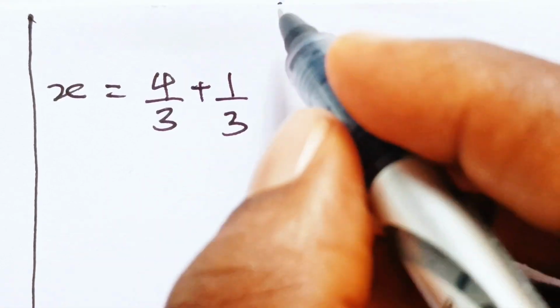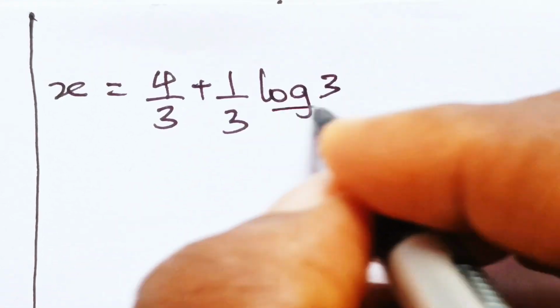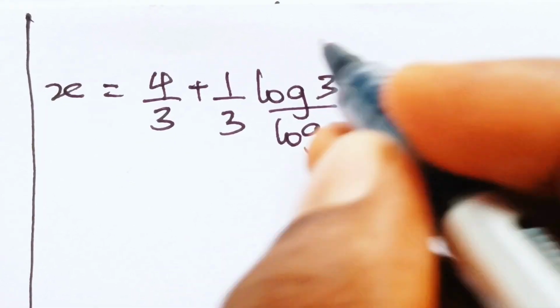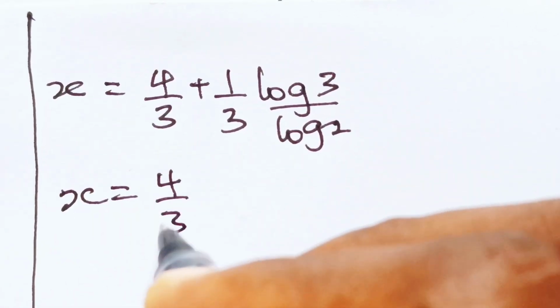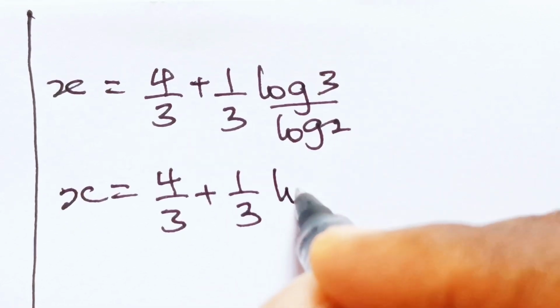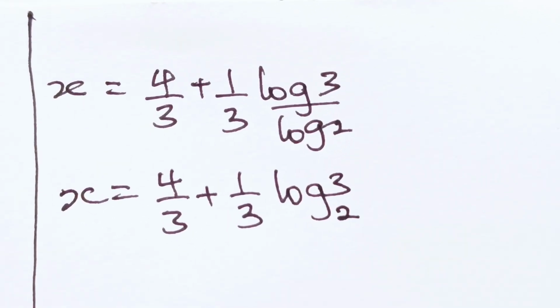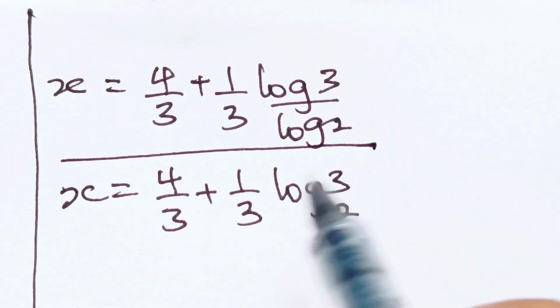Permit me to draw this line. So that simply means that this is what we have now. We have x is equal to 4 divided by 3 plus 1 over 3 log 3 divided by log 2. So we have x is equal to 4 over 3 plus 1 over 3 log 3 base 2, based on the law I just explained. And this is the value of our x.